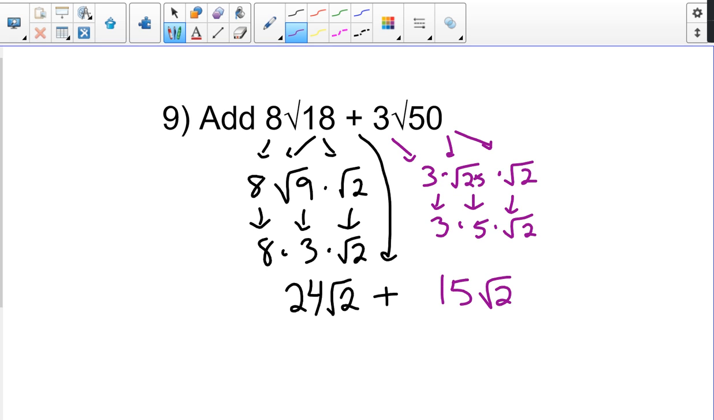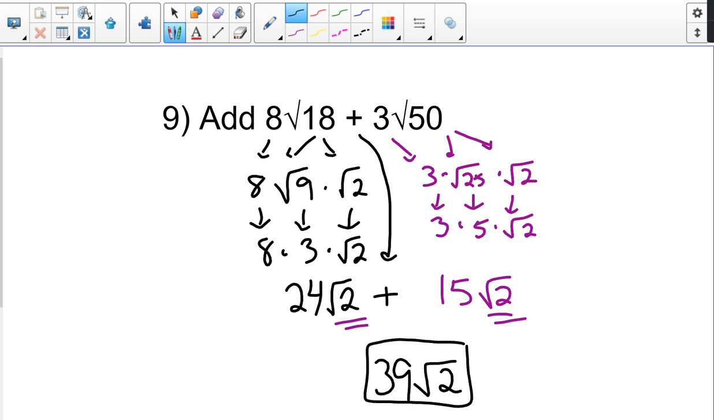And now looking at this new question, I see that I have like terms. Root 2, root 2. I can add the outside numbers, keep the radical. So I will add 24 plus 15. 24 plus 15 is 39, and just keep that root, square root of 2, and that's my final answer, and it's in simplest form because we simplified before we added.